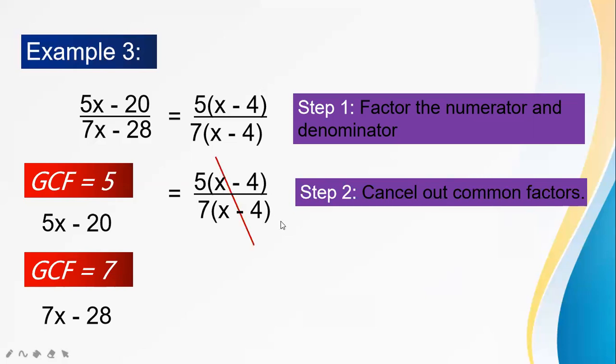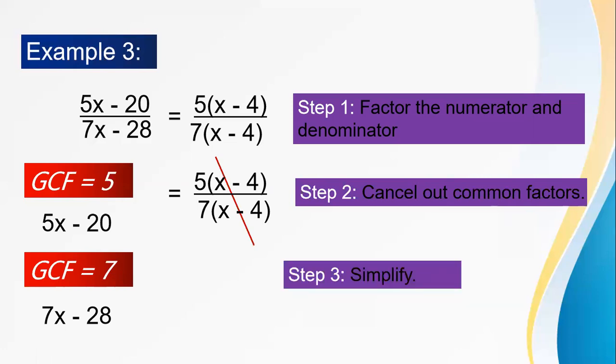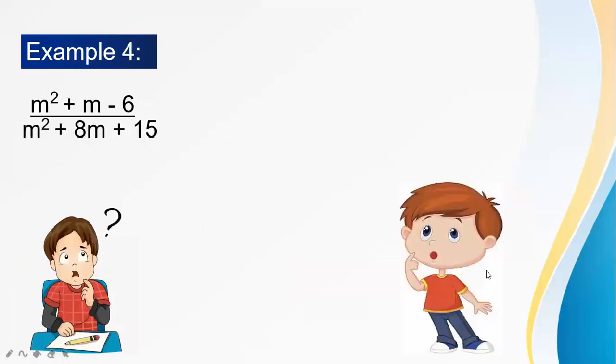So cancel out. And then the remaining factor, that will be step 3, simplify. And therefore we have 5 over 7. So therefore, this will be your answer. This will be the simplified form of 5x minus 20 over 7x minus 28. So we have 5 over 7.